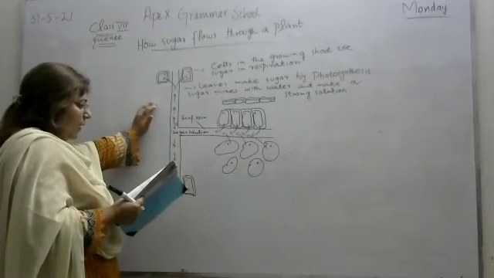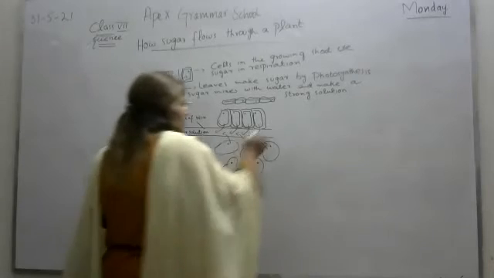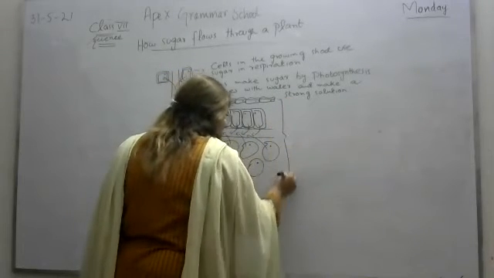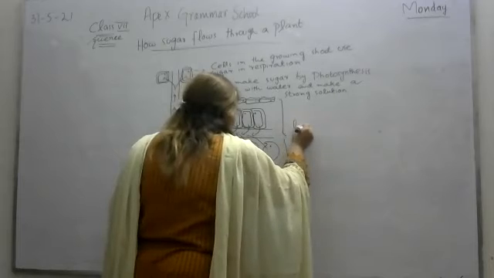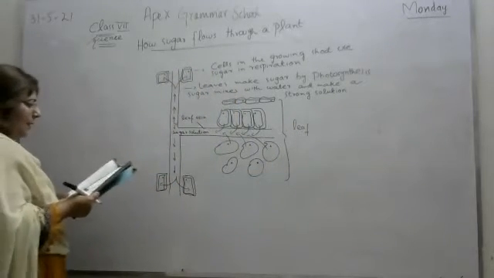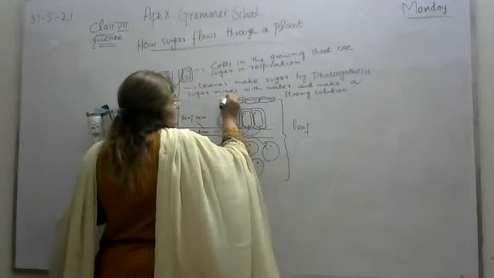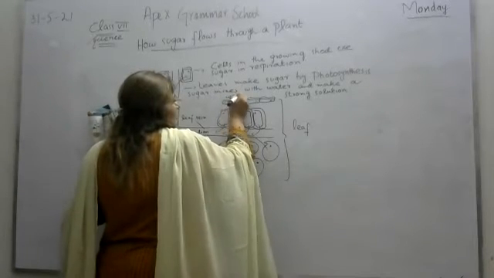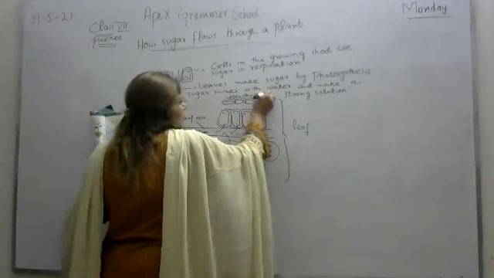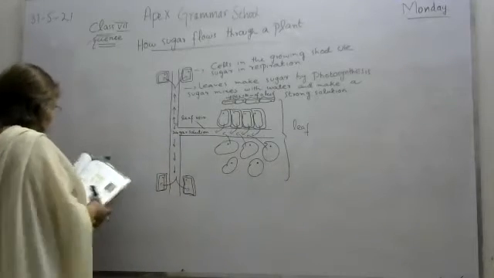Now we will come to the leaf. What happens in the leaf? This whole part shows the inner structure of a leaf. This is the upper skin of a leaf.